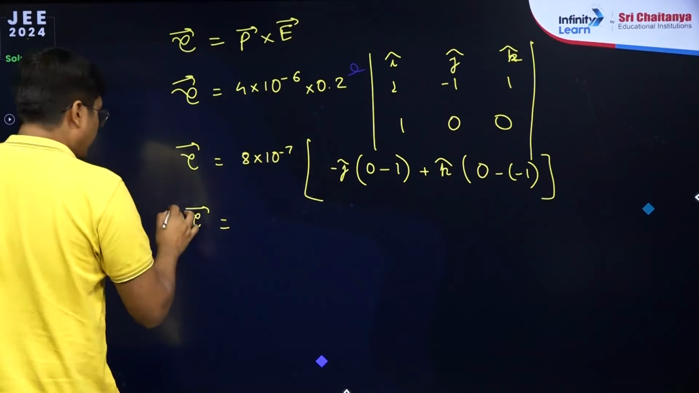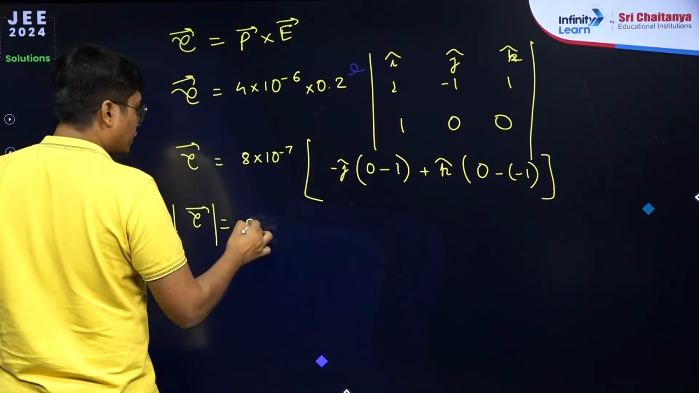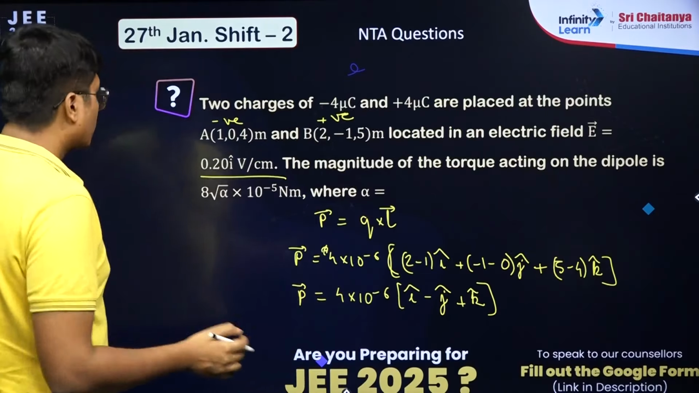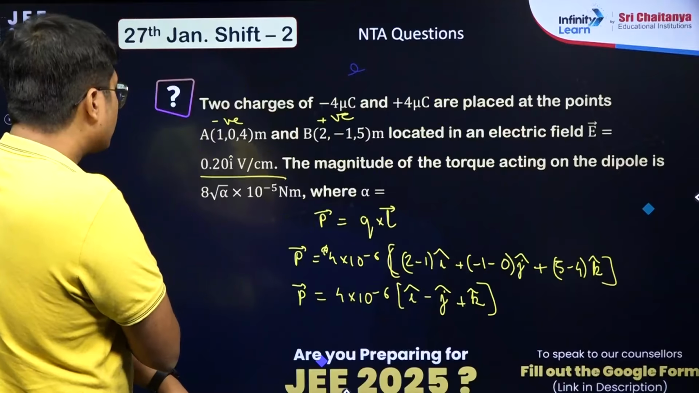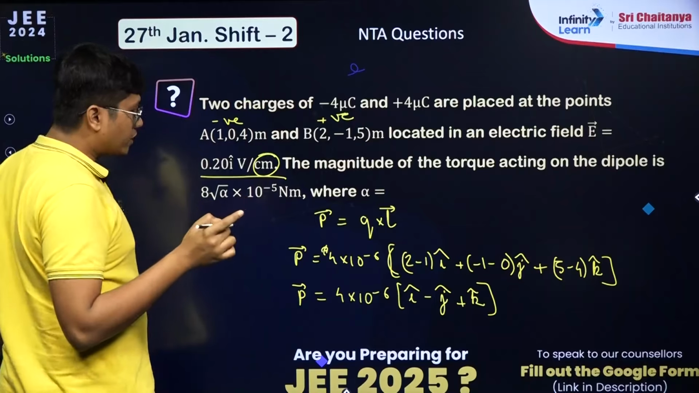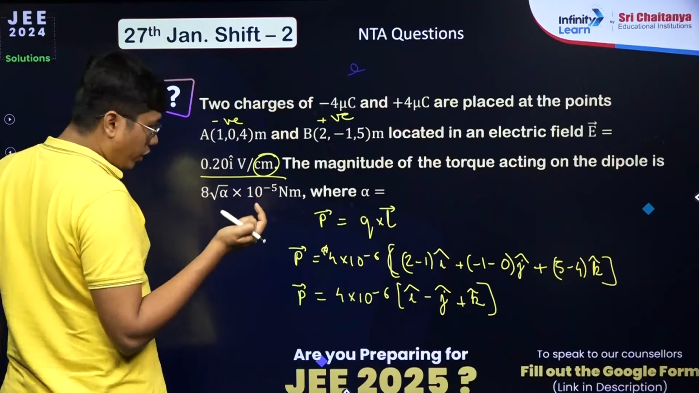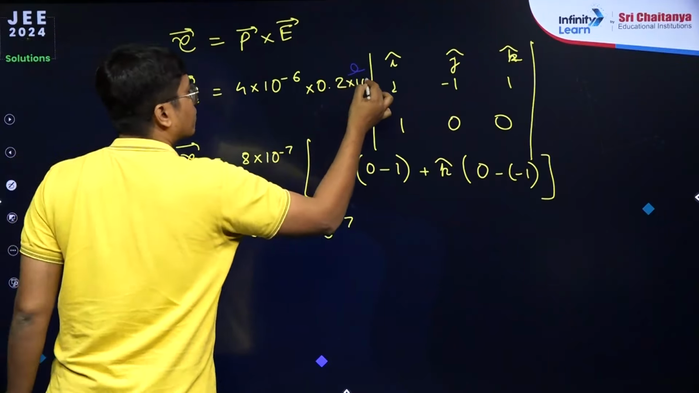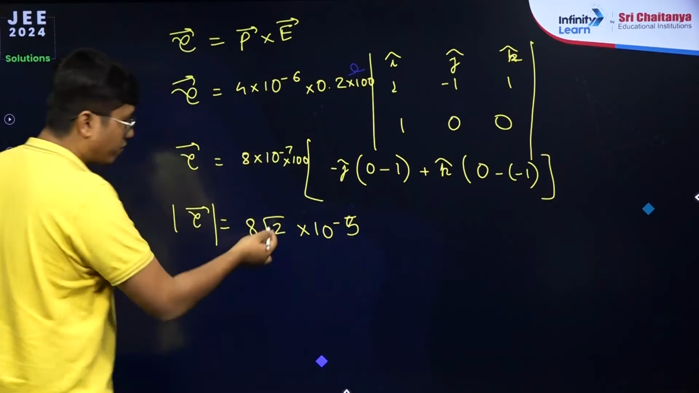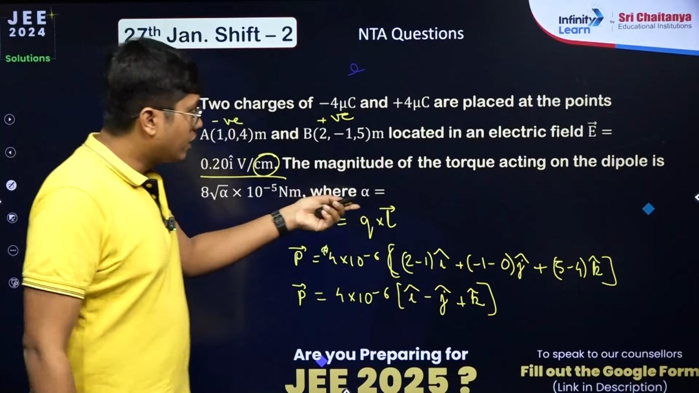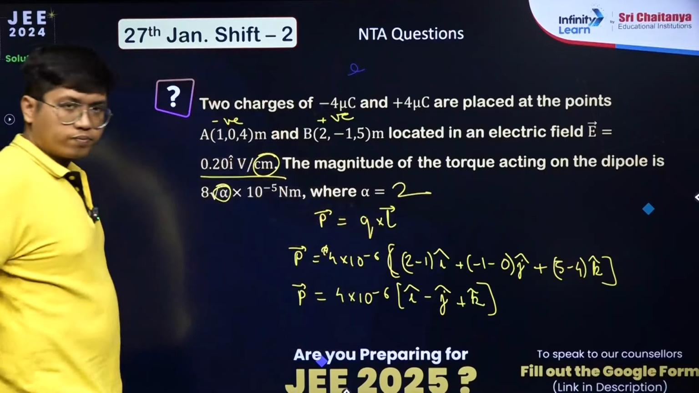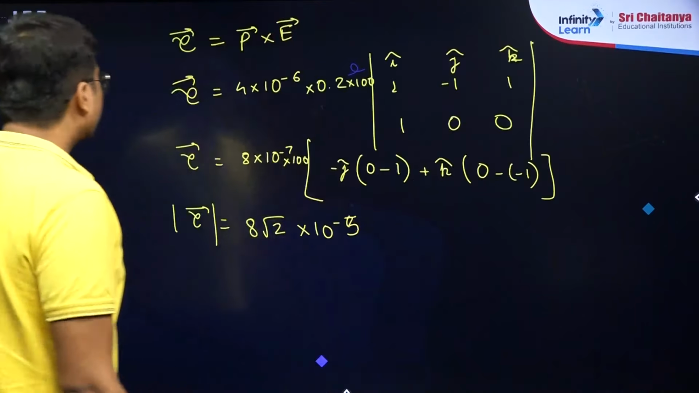So in terms of its magnitude, j cap plus k cap will just give me a root 2 out for its magnitude into 10 to the power minus 7. Oops, where did we miss out? Oh, this was given per centimeter, which means at some point we would have had to multiply this with 100. So that would make it 10 to the power minus 5. So 8 root 2, 10 to the power minus 5. We need to find this alpha. So alpha is equal to 2. That is the answer. Let's move ahead to our next question then.